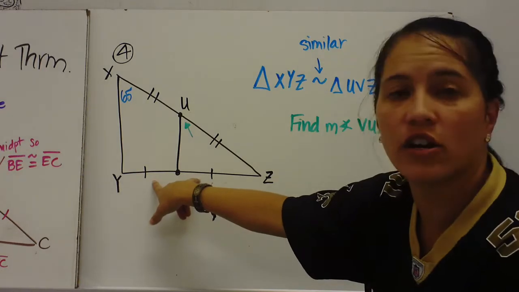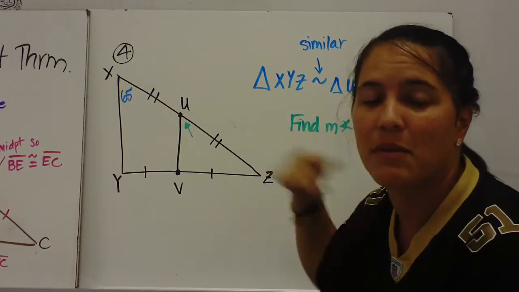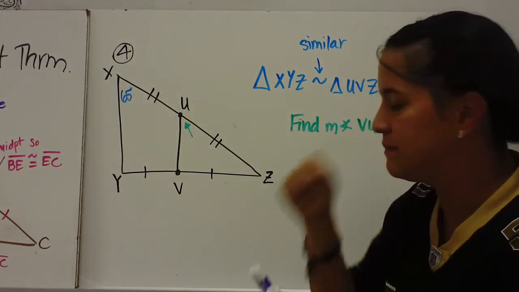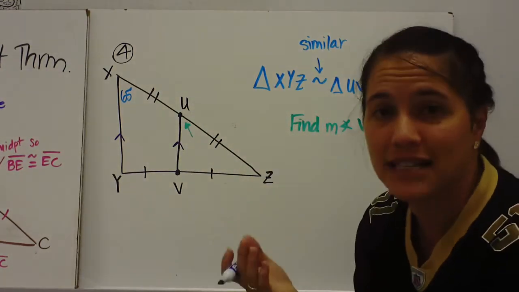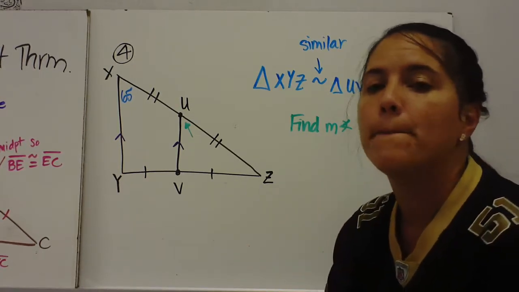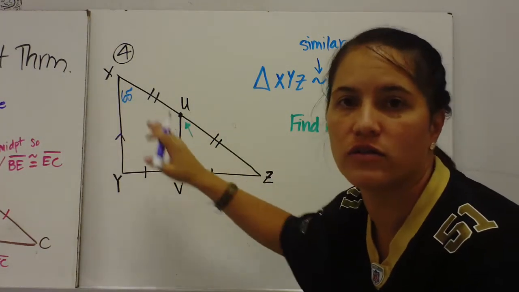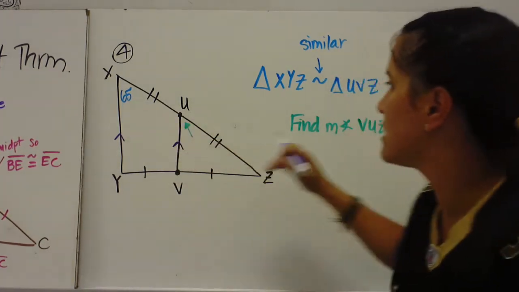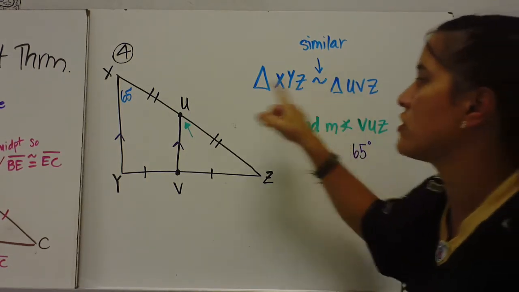I see that these are congruent and these are congruent, so I know that's a midsegment. It didn't tell me that it's a midsegment, but I know because of my pairs of congruent parts. Therefore, these lines are parallel because it's a midsegment. That's part of the theorem. Because now I know they're parallel, these are corresponding angles, and in similar figures, corresponding angles are congruent. So that means this is 65 degrees, and you know that because these are similar triangles.